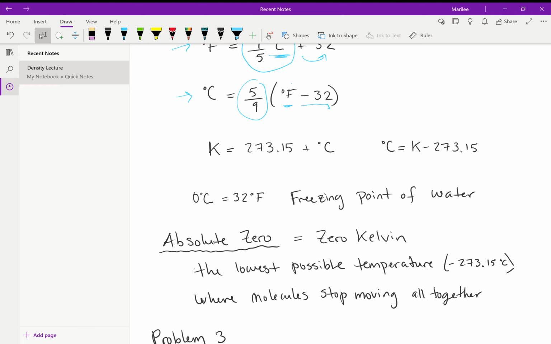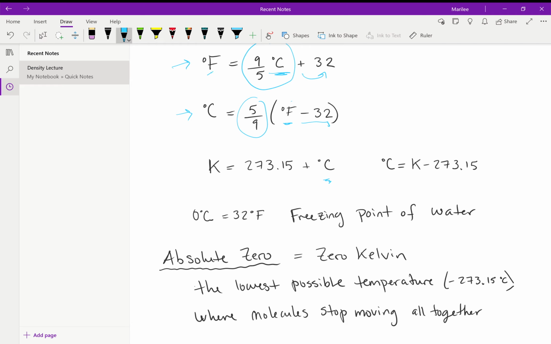Kelvin is given by 273.15 plus the degrees in Celsius. So we can't use Kelvin with Fahrenheit. If you have a Fahrenheit and you're trying to get to Kelvin, you gotta convert Fahrenheit to Celsius and then the Celsius to Kelvin.